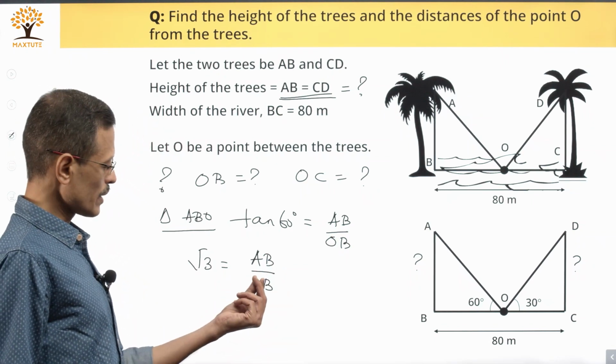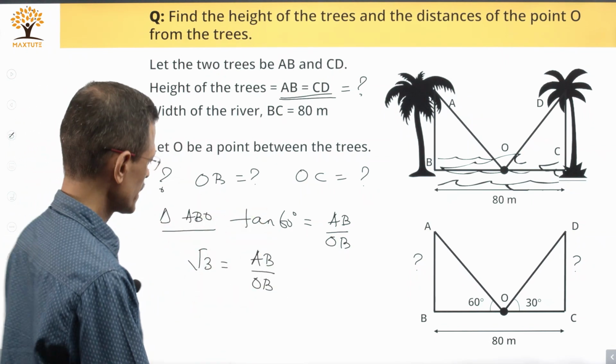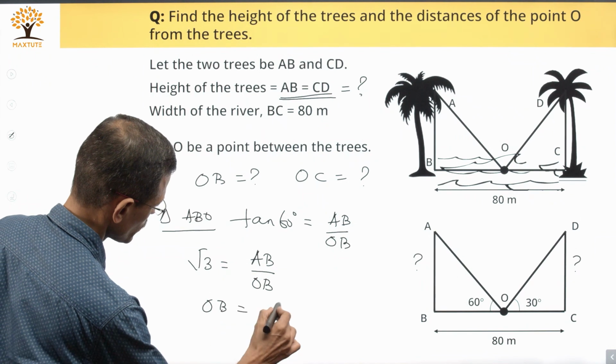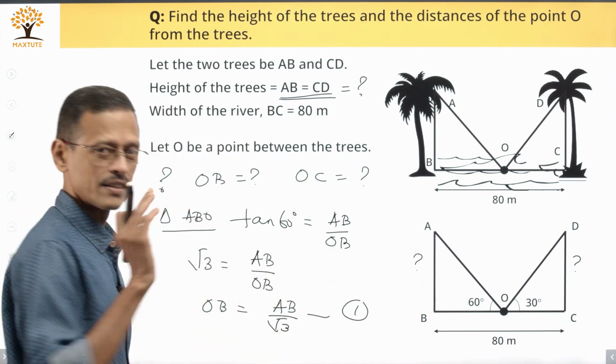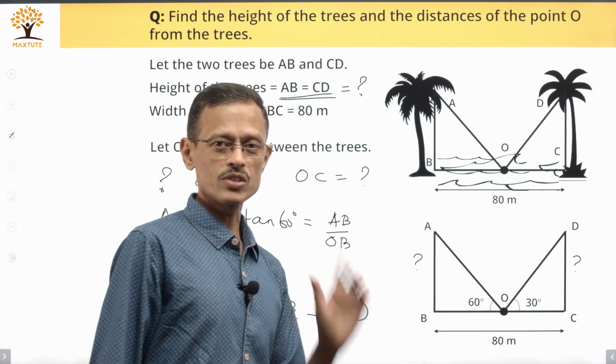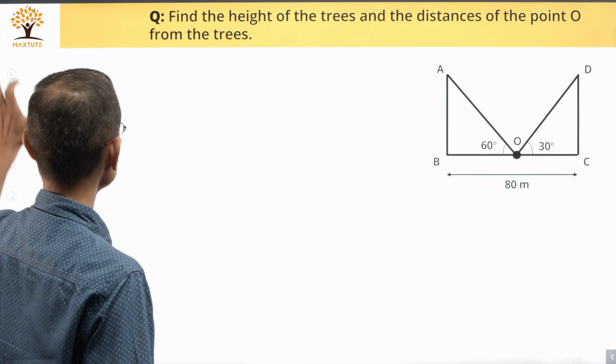What I am going to do is compute the value of OB in terms of AB. So, OB is equal to AB divided by root 3. Let us think of this as equation 1, right? We computed OB in terms of AB. Let us go to the second right triangle.